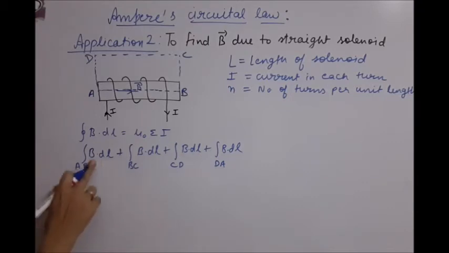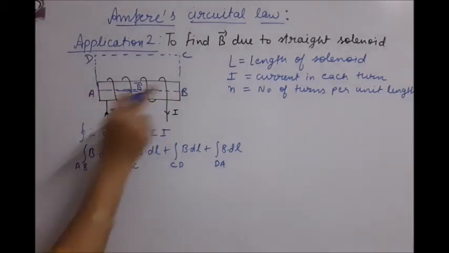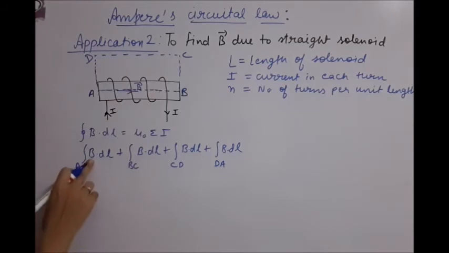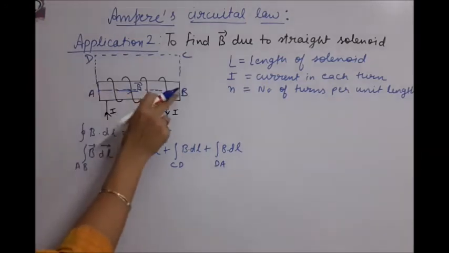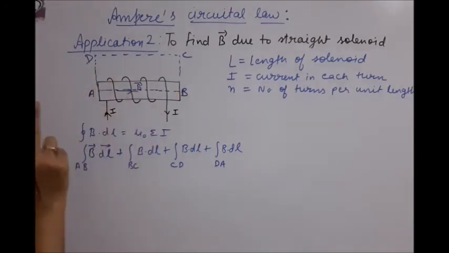After that, for each side, that means AB, BC and all, we have to find the angle between B and dl. You see, dl means part of the loop, as I have told you in Ampere's law. dl means part of the loop.